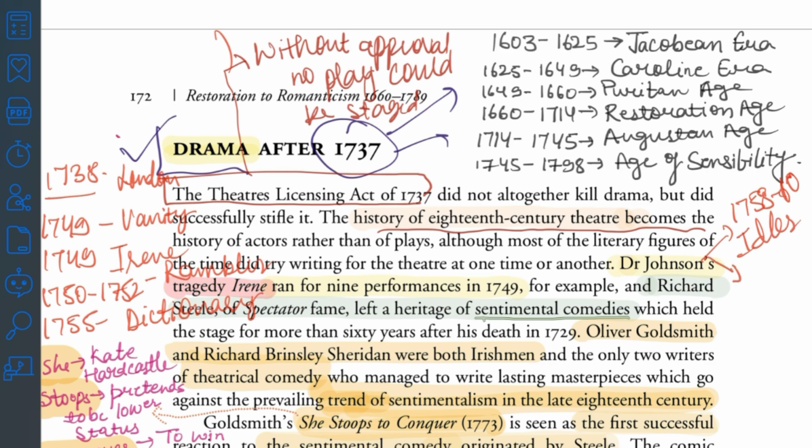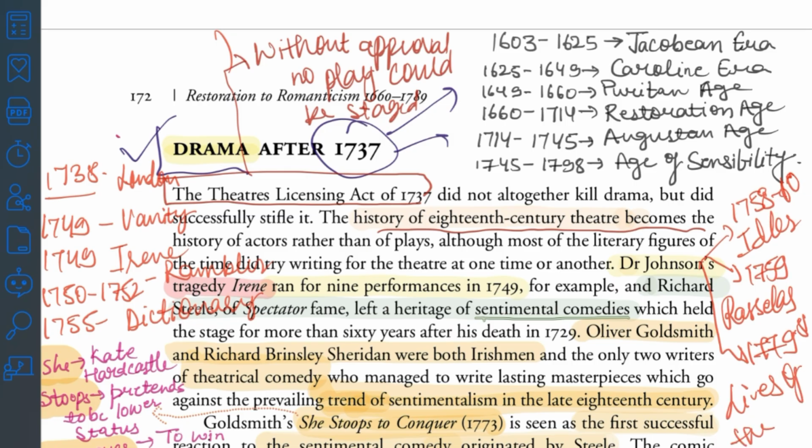Then after 1759, he wrote the philosophical novel Rasselas. Okay, and then his most important work, very important work, 1779 to 81, it is The Lives of the Poets. Just note down this, learn in this lecture itself.